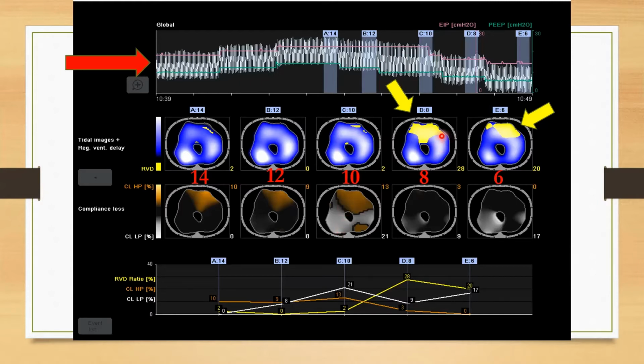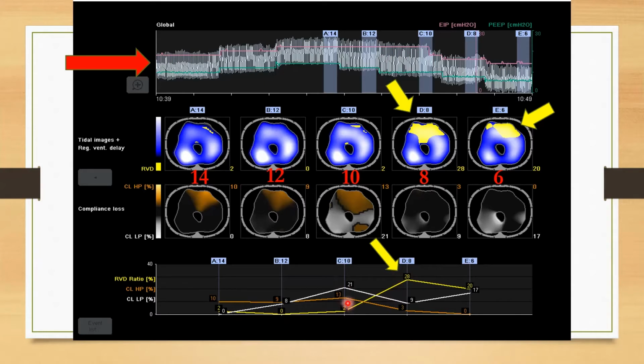So right away, 6 and 8, I know that I'm not going to be choosing these two. So 6, 8, all of a sudden you go to 10, there's no more instability. There's still some loss of compliance, 21%. So I know 6, 8, and 10 are not ideal.